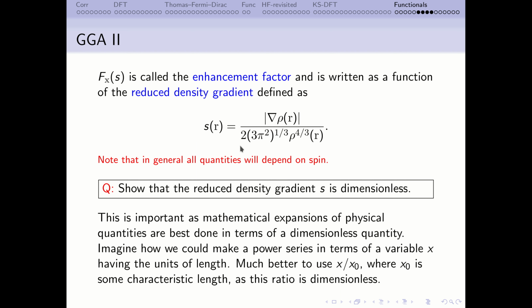It's dimensionless, and I've got a question here. How do you show it's dimensionless? This is a nice exercise. It's defined as the modulus of the gradient of the density divided by rho to the 4/3 power and some constants.